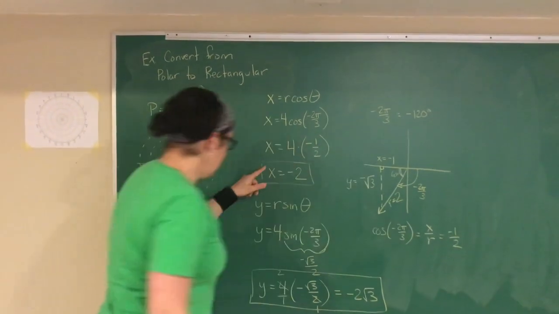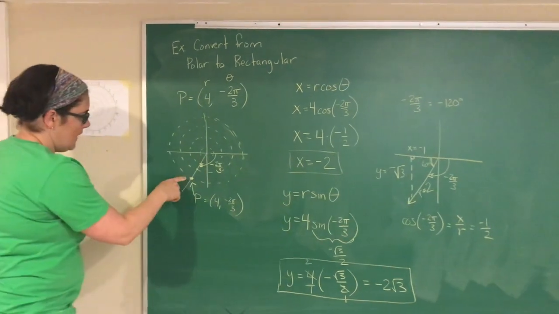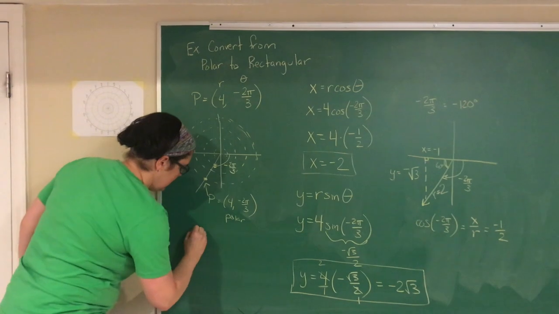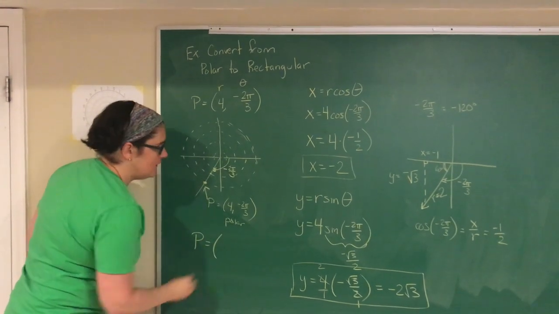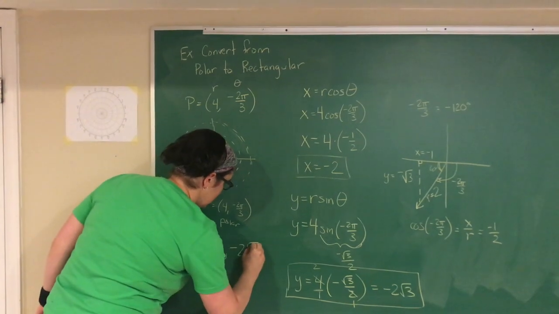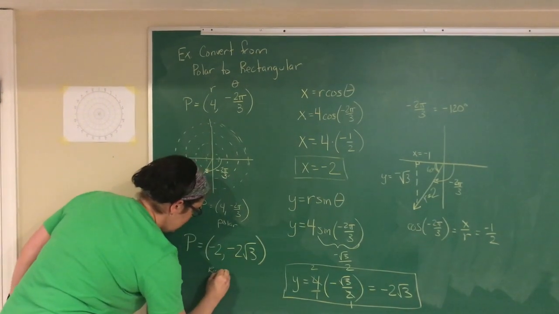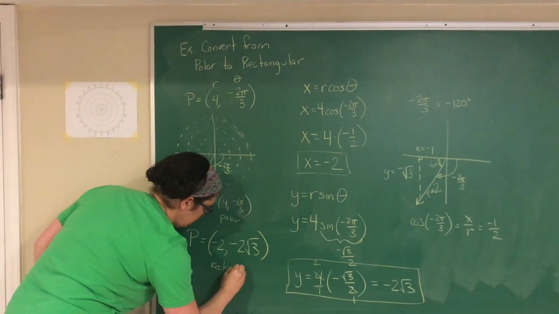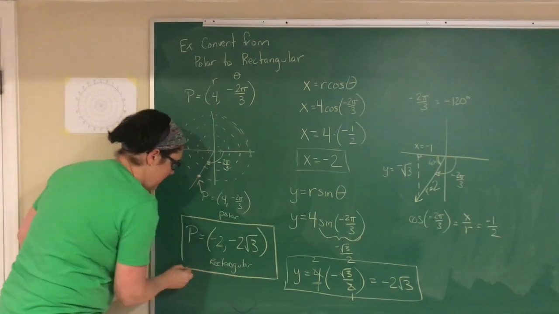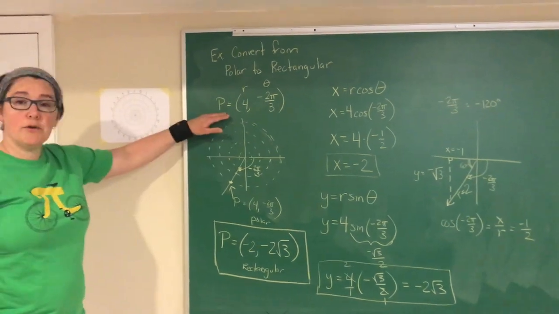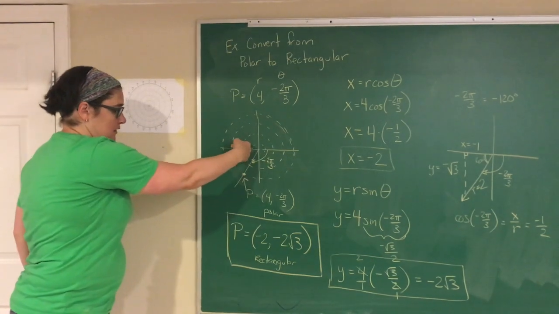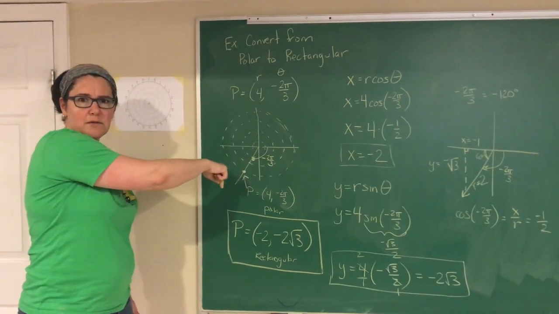And now that I have the x and the y, our point, which here is written in polar coordinates, can also be written as x equals negative 2, y equals negative 2 times the square root of 3, and these are rectangular coordinates. So this is our final answer of converting from polar coordinates to rectangular coordinates. Negative 2 in the x direction, negative 2 times the square root of 3 in the y direction.